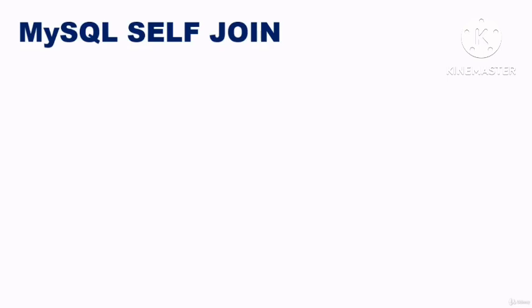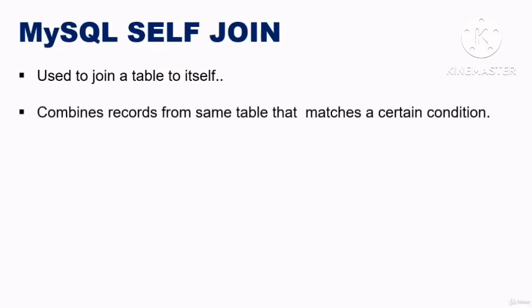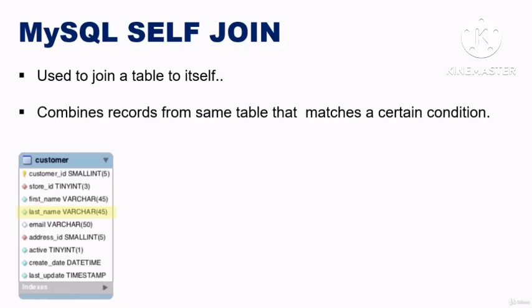In this video, I will be showing you an example of a MySQL self-join. The self-join is used to join a table to itself. When you're using a join, you can join the data from the same table to itself. So a self-join basically is useful for when you want to combine the records in a table with other records in the same table that match a certain join condition.